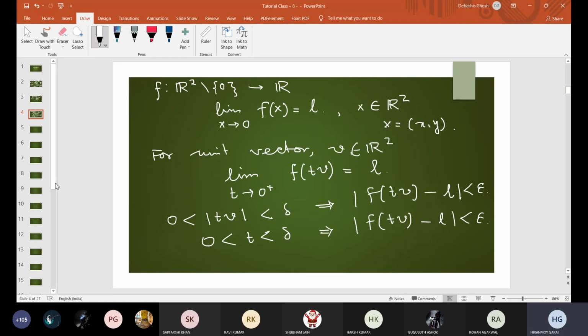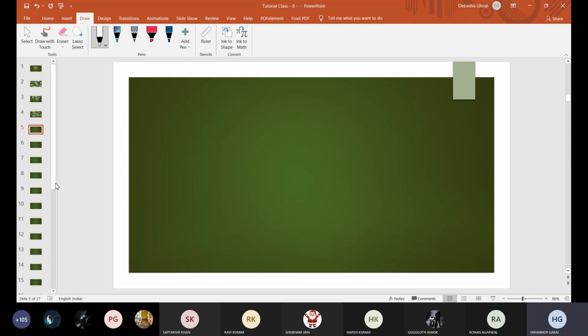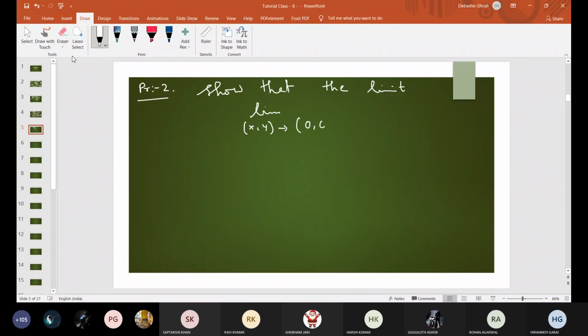We can take a problem to verify this result. Problem number 2: if you consider the limit of x square over y square, it does not exist.